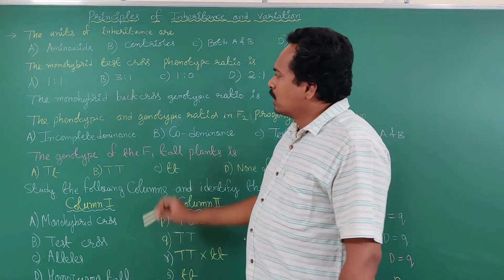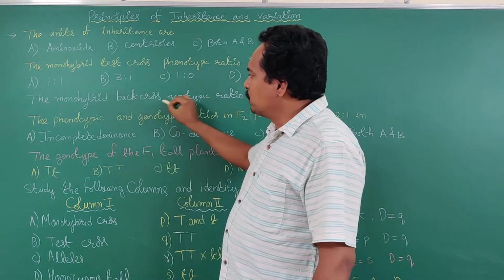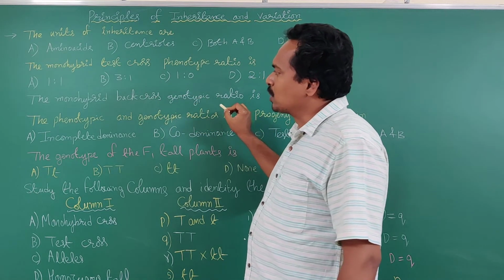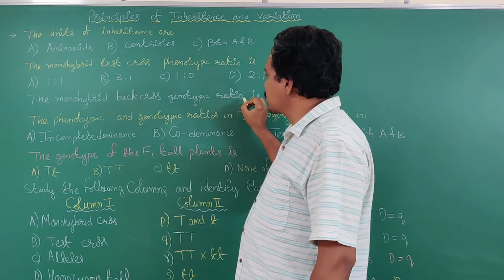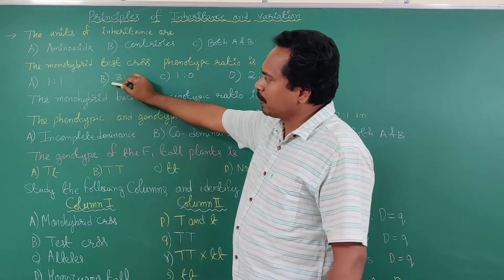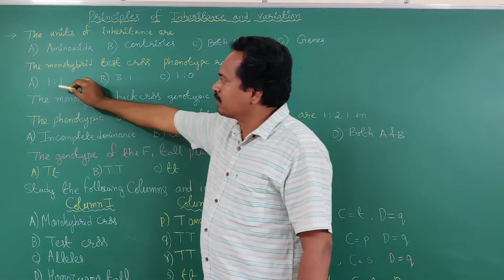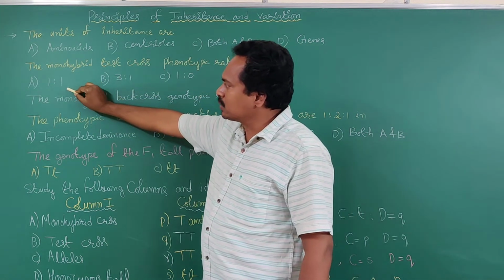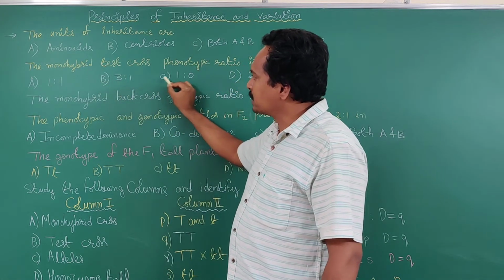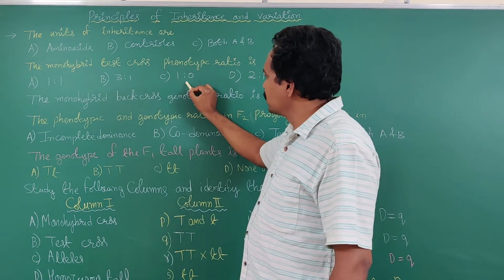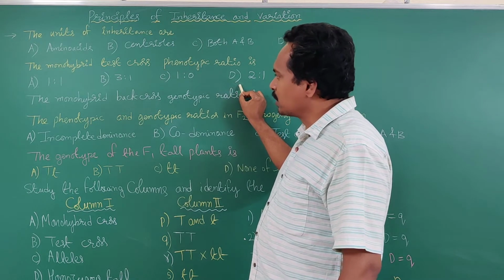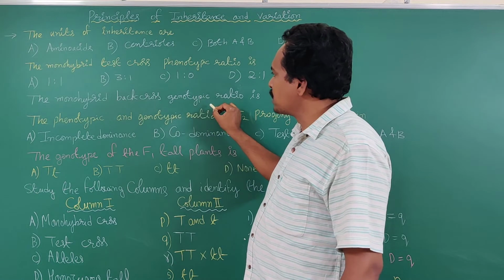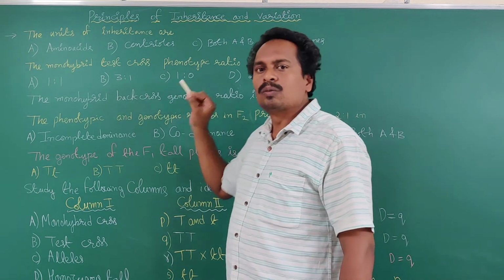Okay. The next question: the monohybrid backcross genotypic ratio is what? The options are the same. Whatever options were given for the second question, the same options will be there for the third question. Option A 1:1, option B 3:1, option C 1:0, option D 2:1. The monohybrid backcross genotypic ratio is 1:1.